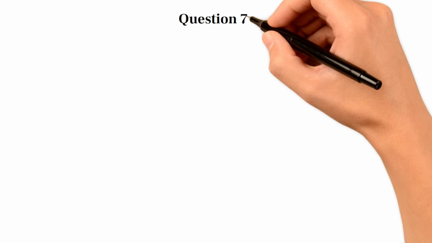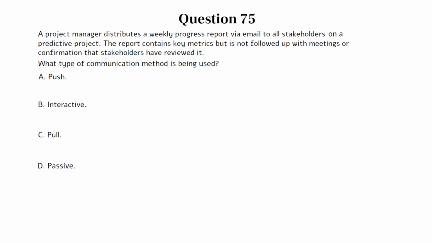Question 75. A project manager distributes a weekly progress report via email to all stakeholders on a predictive project. The report contains key metrics but is not followed up with meetings or confirmation that stakeholders have reviewed it.